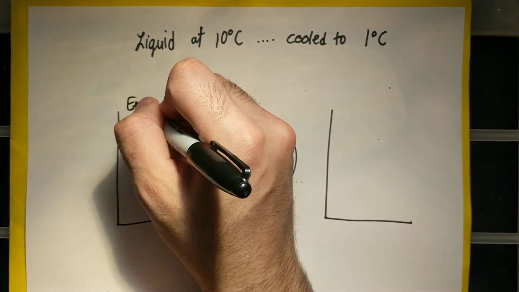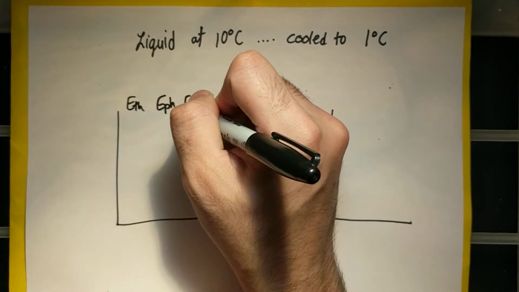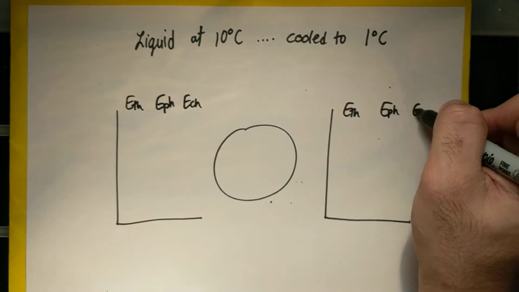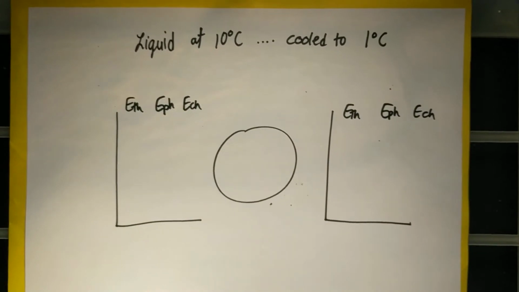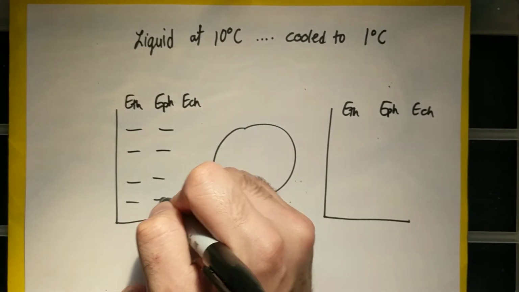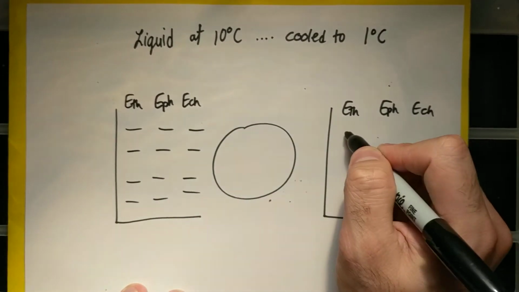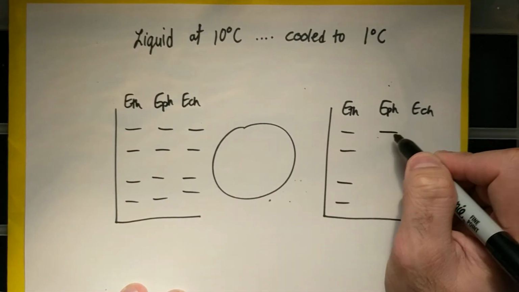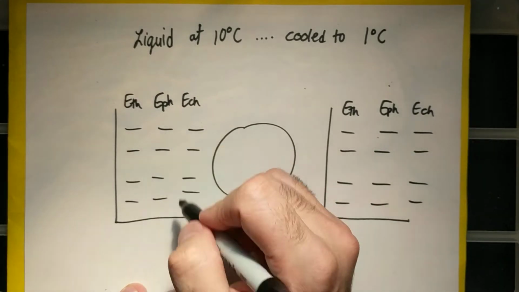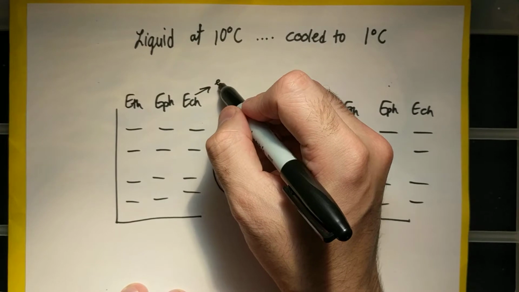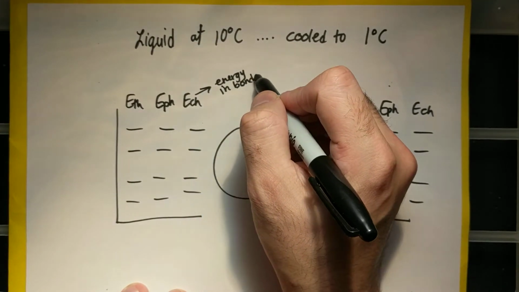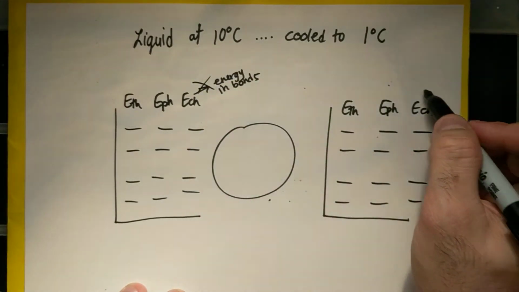So I'll do my E thermal, E phase, E chemical, E thermal, E phase, E chemical, okay? And if I'm putting in my lines for my thermal and phase and whatnot, right over here. Remember, we're ignoring the E chemical because E chemical is the energy associated with bonds. And we're not making or breaking bonds, so this gets ignored.